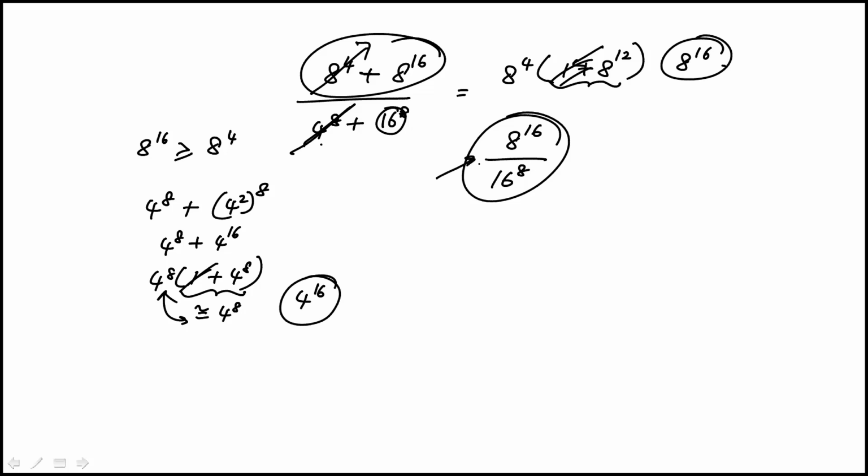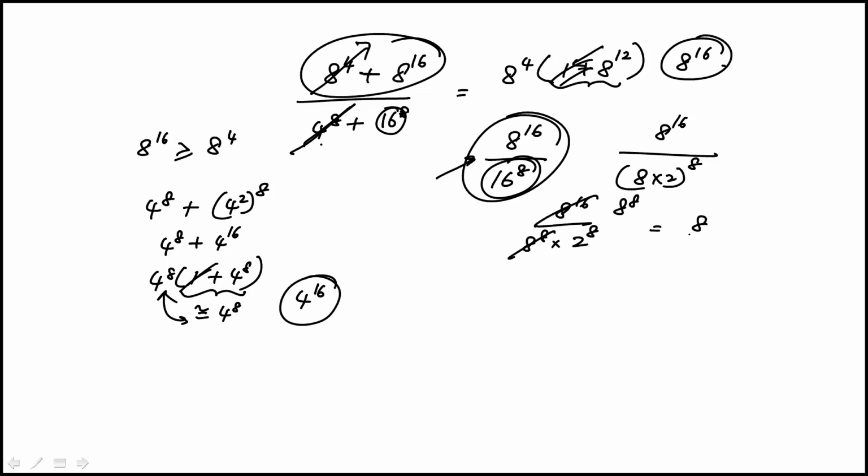Now, there are different ways you can manipulate this. You can either go to base 2, or, for example, I'll see that 16 is 8 times 2. So I might do that. This 8 to the 8, 2 to the 8, and then I subtract that 8 to the 8. This becomes 8 over 2 to the 8, and then 4 to the 8.